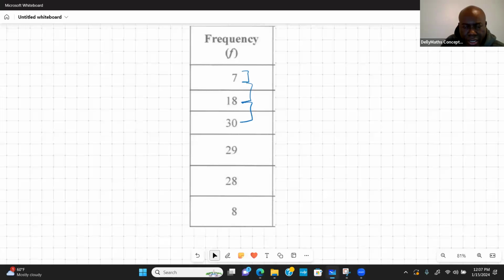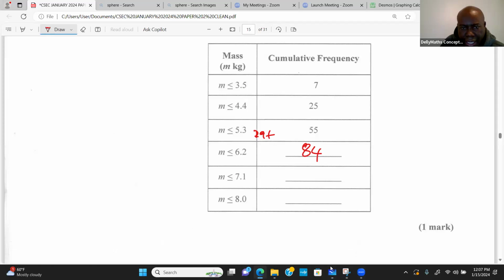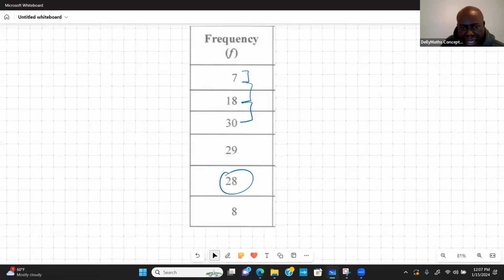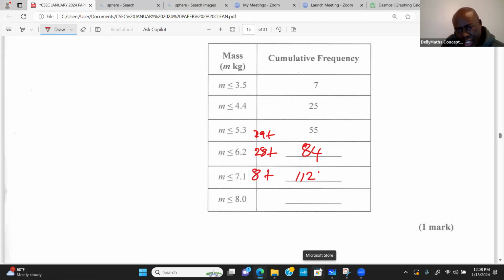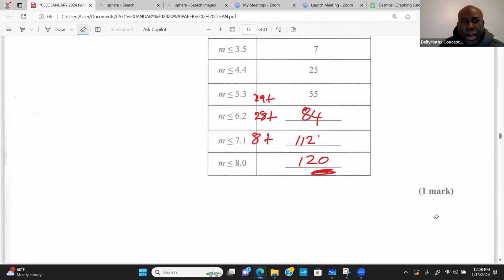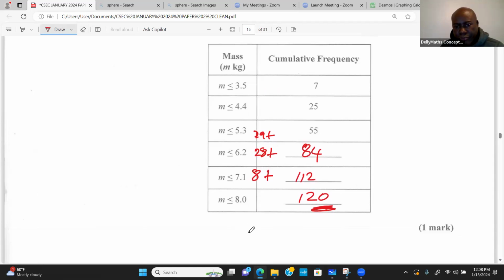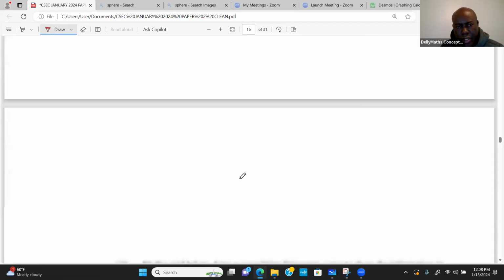Keep adding as we go. And then we're going to add 28 to this, and this is 112. And then we're going to add the last one, I think it's 8. You're adding 8 here, you're going to get 120. And as you could see, it is giving your total, which is 120. That means everything is good. All right, so there it is. We actually have a completed cumulative table. Let's keep going.